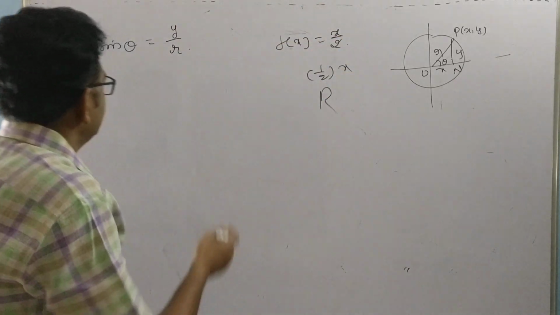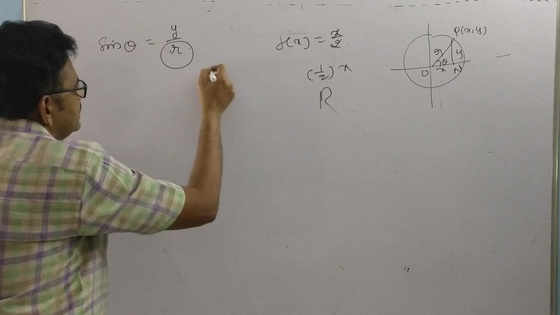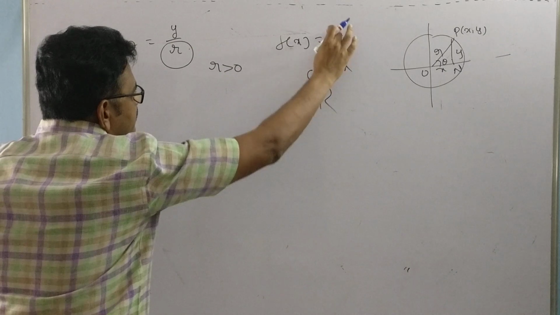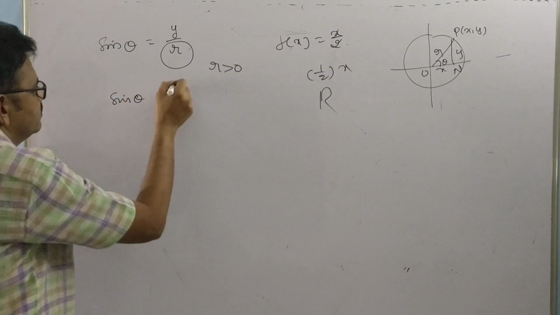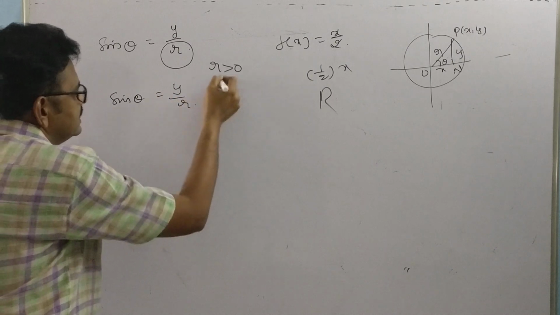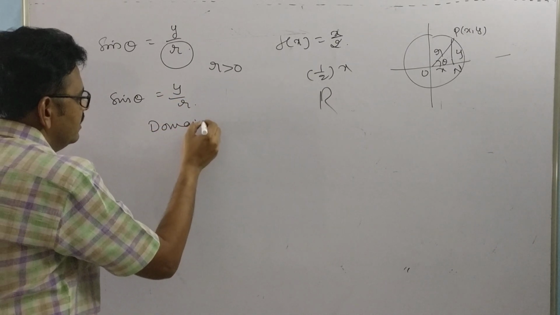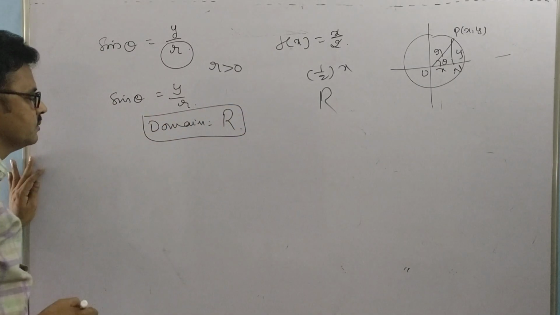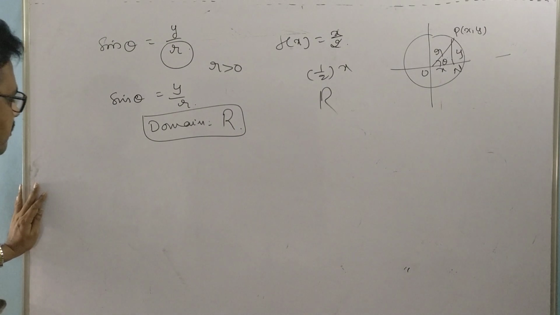So like y is positive, x is this here, this is r positive. Since r is greater than 0, this is also just like the x by 2 form. So sine theta is equal to y by r. Since r is positive, therefore the domain is the set of all real numbers. So the domain of sin x is all real numbers.